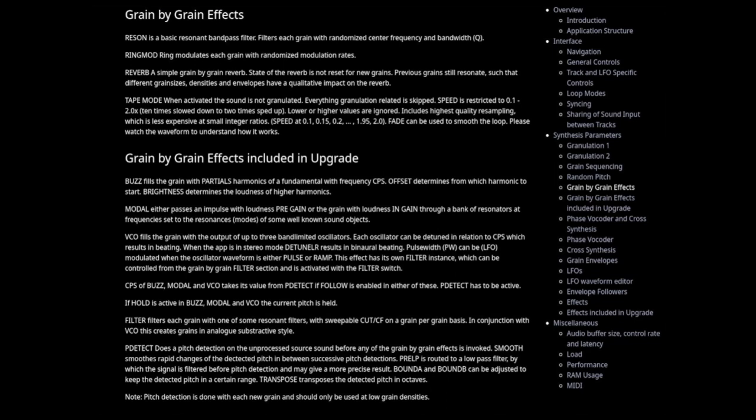Reson is a basic resonant bandpass filter. It filters each grain with randomized center frequency and bandwidth Q. Ring modulates each grain with randomized modulation rates. Reverb is a simple grain by grain reverb.